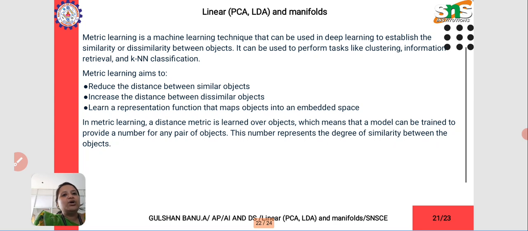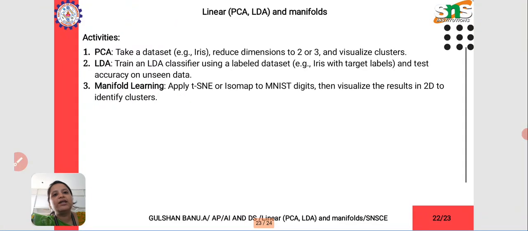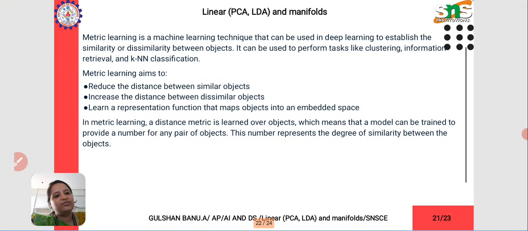Now, what about metric learning? It is a machine learning technique that can be used in deep learning to establish the similarity or dissimilarity between objects. It can be used for tasks like clustering, information retrieval, and KNN classification. What it aims to do is reduce the distance between similar objects, increase the distance between dissimilar objects, and learn a representational function that maps the objects into an embedding space. These are the processes involved.